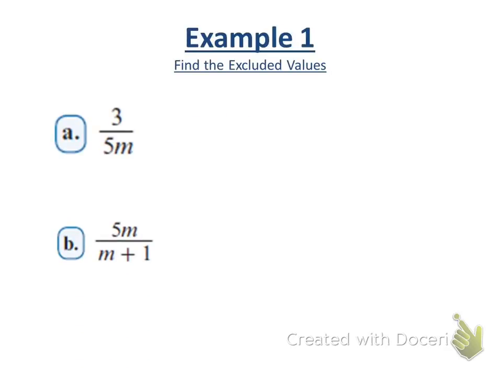Number 2, 5m over m plus 1. M cannot equal -1, because if m equals -1, we would have a value of 0 in the denominator.